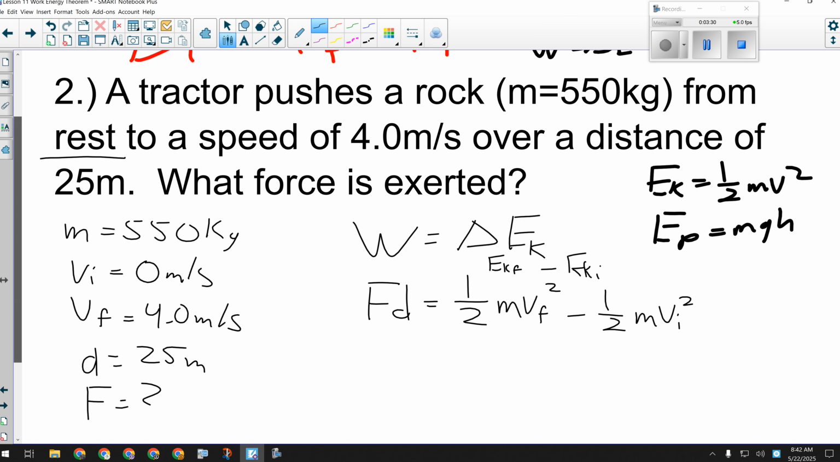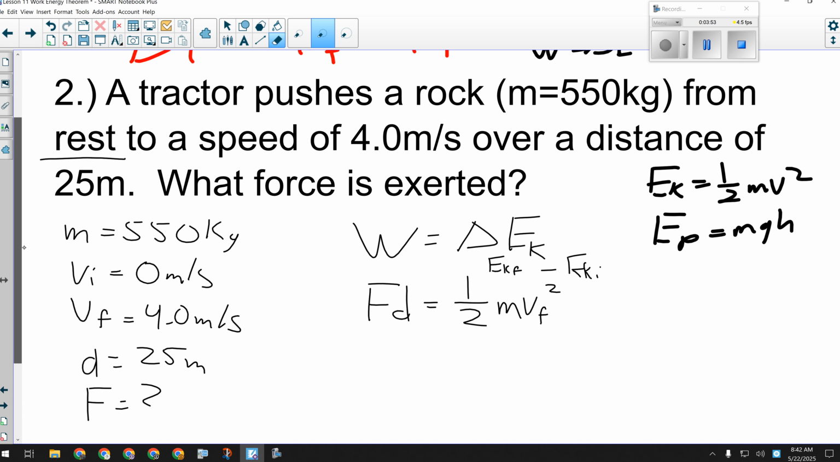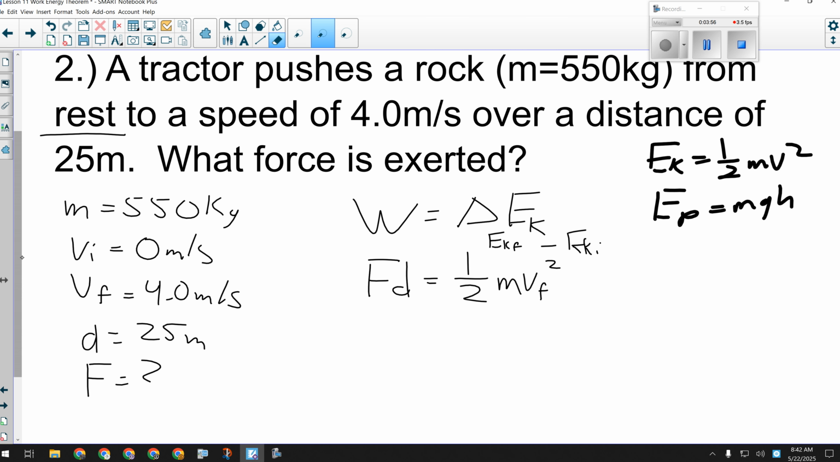Since vi is 0, what is 1/2 mvi squared? 0. So can I get rid of it? Subtracting 0 doesn't do anything. So I'm going to get rid of that. All right, so now I'm down to this. Force times distance equals 1/2 mv final squared. I have v final, I have d, I have mass. I've got everything but force, and force is what they want me to find. How do I get force by itself? Divide by d. Move d over to the other side.